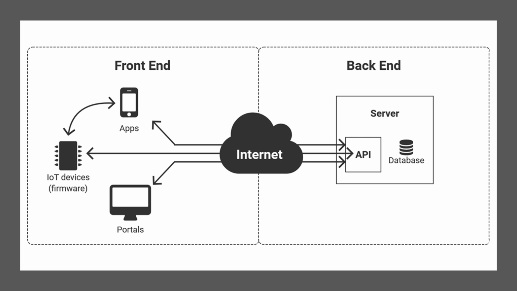So this diagram shows the illustration of a standard client server architecture tailored for an Internet of Things environment. So basically, this structure is designed for an IoT environment. The core components include the front end and the back end. The front end comprises the client side, whereas the back end comprises the server side. The front end represents the user-facing interface and edge hardware. So basically, here we have shown applications, IoT devices, and portals.